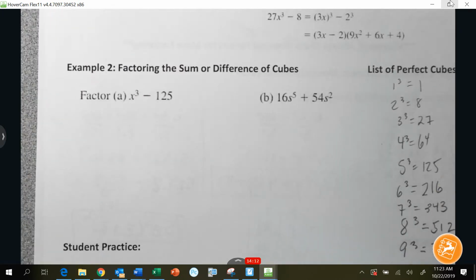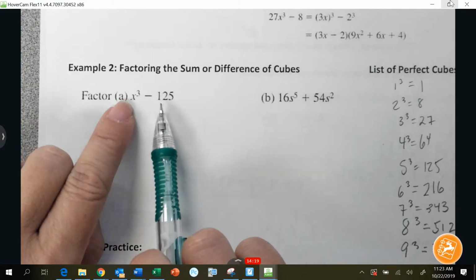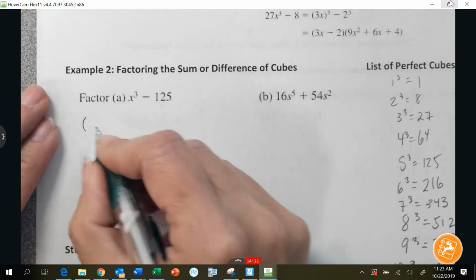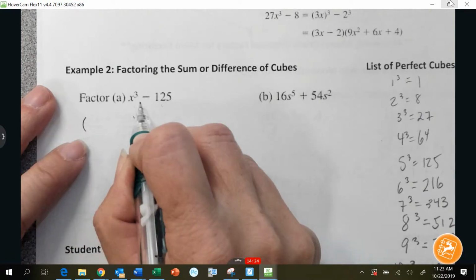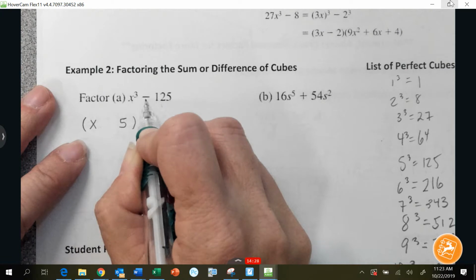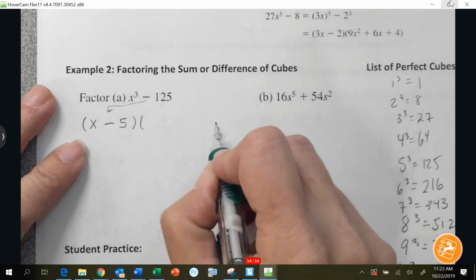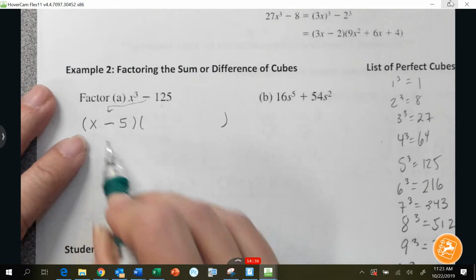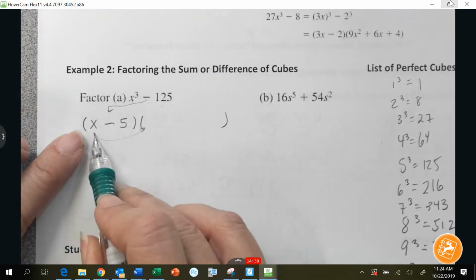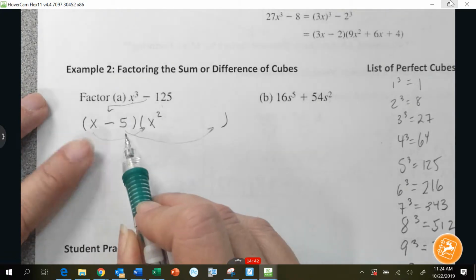All right, factor x cubed minus 125. So, I noticed this is a difference of 2 perfect cubes. So I'm going to start out by making my first parenthesis. It's going to cube root each of these, so it's going to be an x and a 5, and it's going to take the same sign as my original, so it'll be minus. Then I make my second parenthesis. And to get my first spot, I just square the first number, x squared. My last spot is I square the second one.